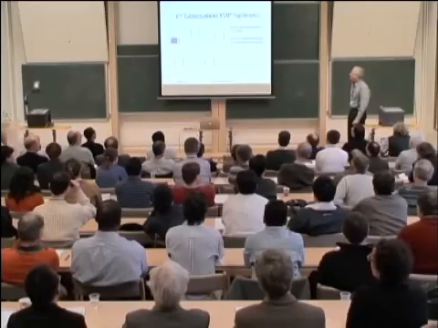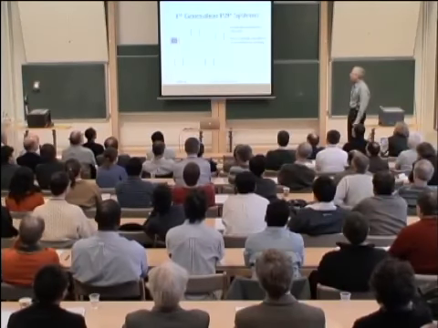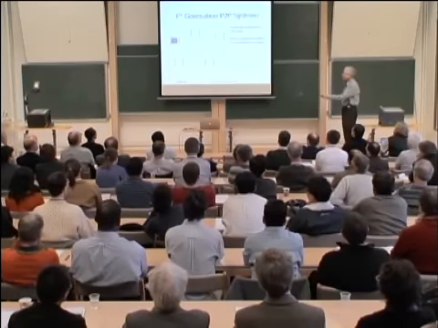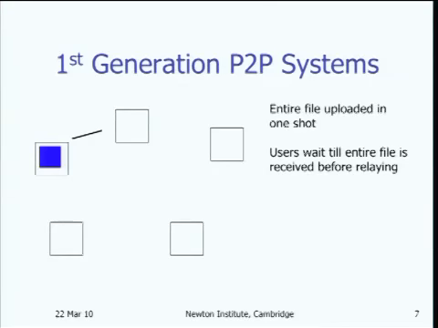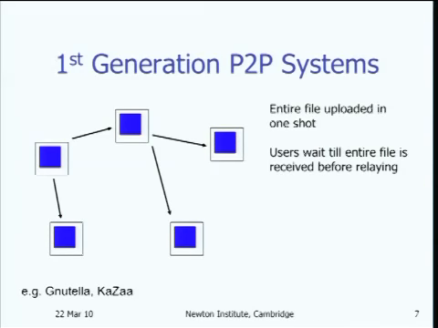Okay. So a first-generation peer-to-peer system would take the seed or source, take the file and send a complete file to neighbors, and then they would send the complete file on and so forth. Okay, it'd be kind of slow because you have to download the whole file before that peer could be useful.